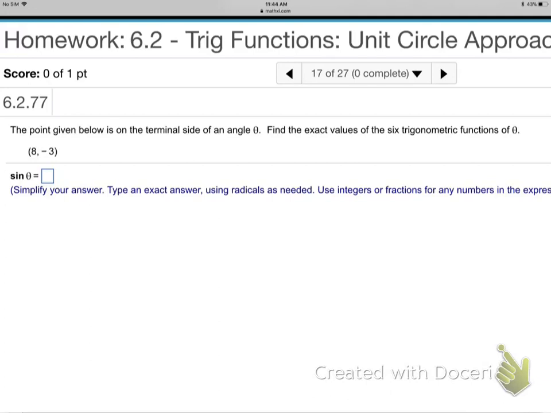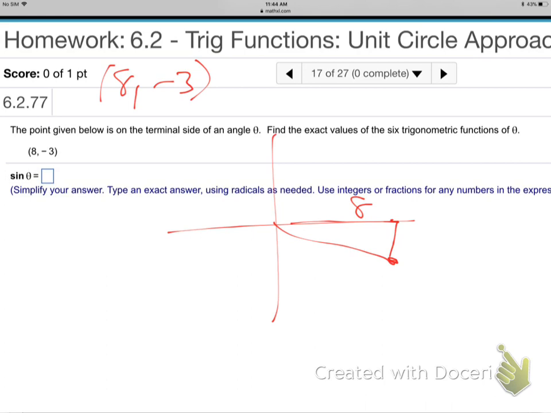Okay, the trick on this one is that it is not on the unit circle. They're trying to trick us here. So 8, negative 3. If you drew it on a graph, over 8, down 3, there's no way that's on the radius 1 circle. The radius 1 circle is only radius 1. That goes 8 over, 3 down. It's well beyond the unit circle.